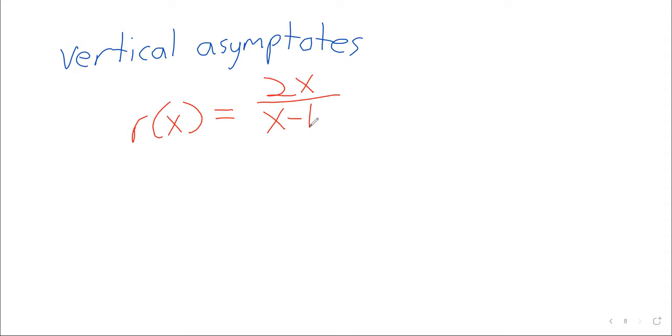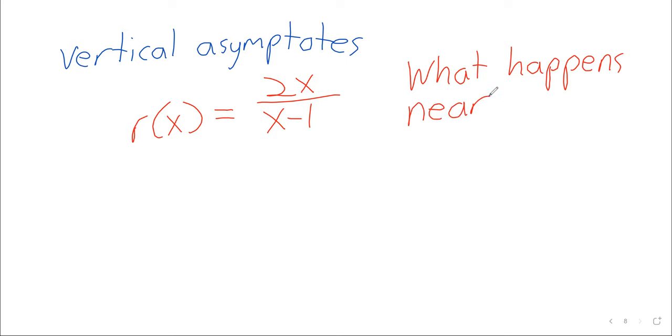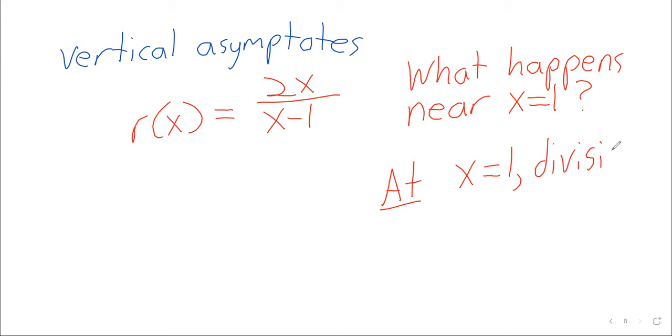I'd like to let R of x be 2x divided by x minus 1. And I'd like to ask a question. What happens near x equals 1? You'll notice that word, near, at x equals 1. There's a division by 0 error. So at x equals 1, this function is not defined. But what happens near it?